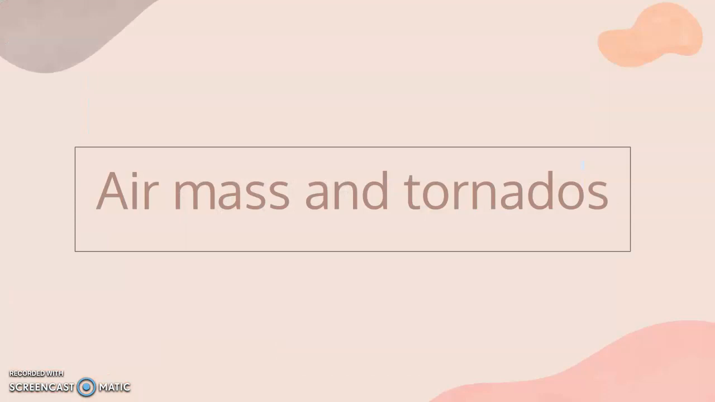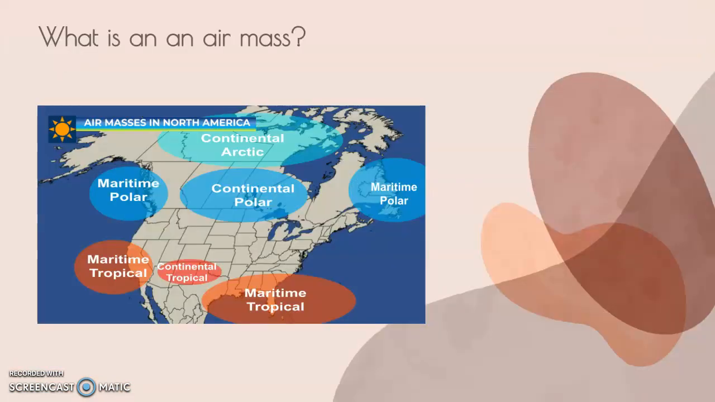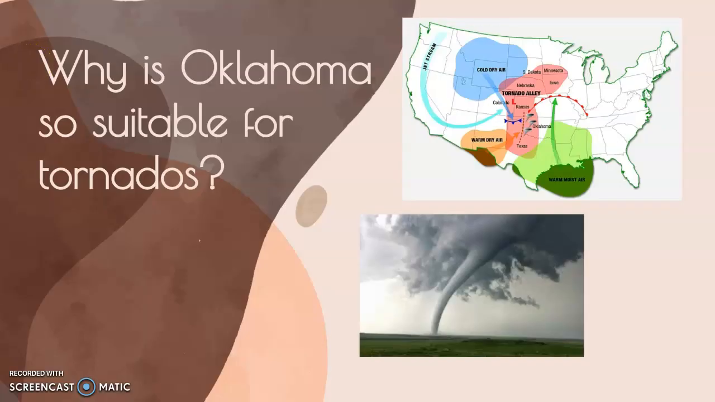Finally, let's discuss air masses and tornadoes. An air mass is defined as a volume of air in the atmosphere that is uniform in water vapor content and temperature. Oklahoma and the rest of what we call Tornado Alley is suitable for tornadoes because we are in the middle of 3 air masses.